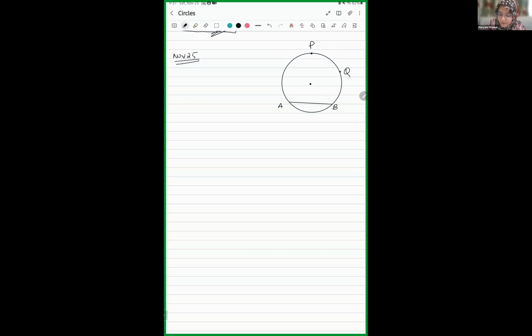And this is a point O. This is the center of this circle. So AP and BP, this is an angle over here.